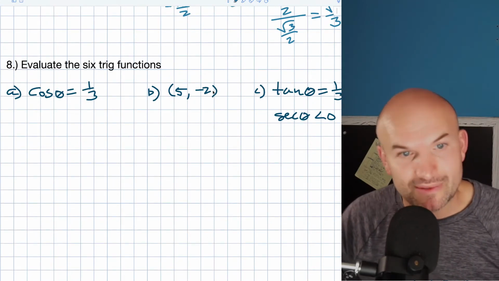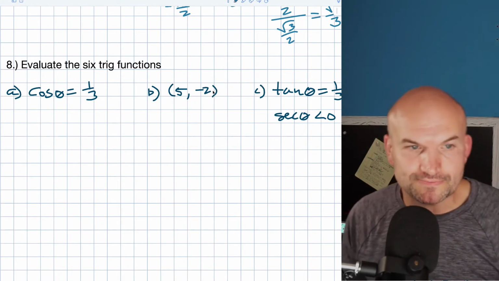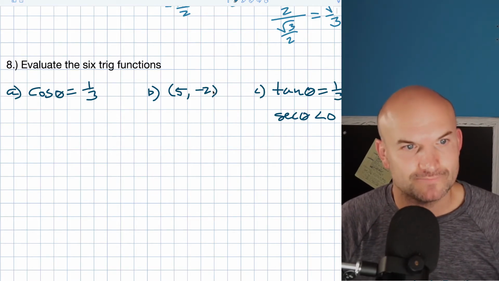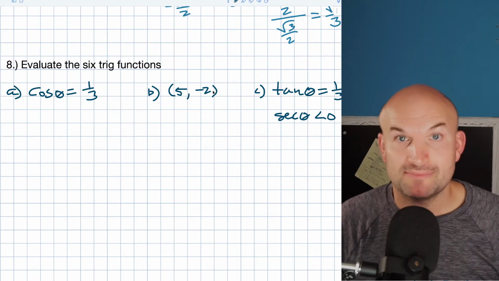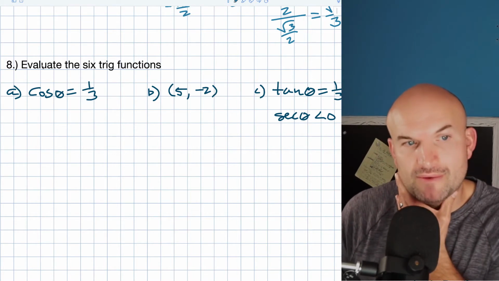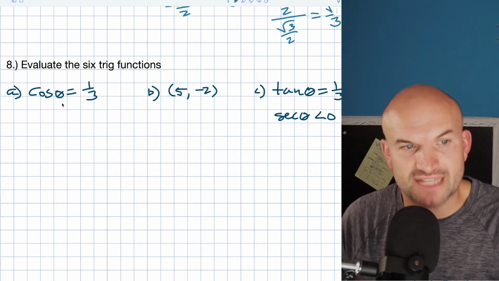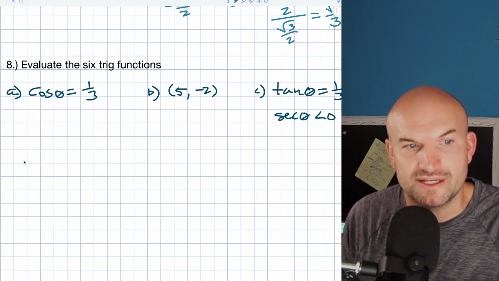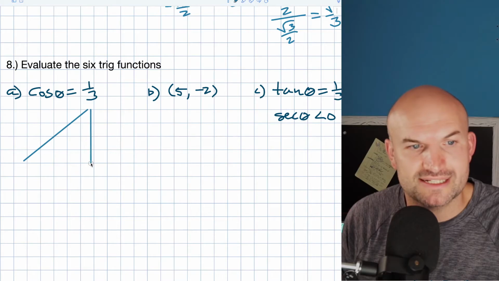Now this one is evaluate the 6 trigonometric functions. So these are not on the unit circle. So we have to do something different. We actually have to go back to old school on how to evaluate. So if I want to evaluate the 6 trigonometric functions, and I'm given cosine of theta is equal to 1/3, what I need to do is go back to what we originally did, create a triangle. So that's exactly what I'm going to do here.